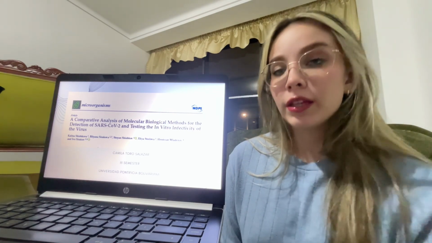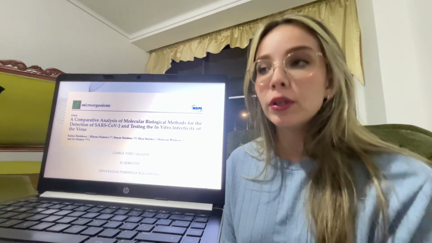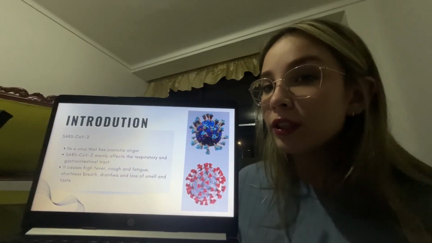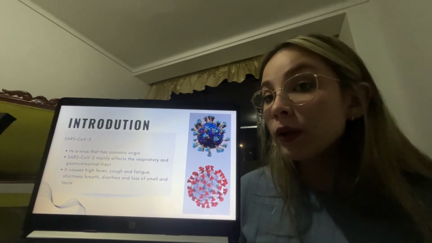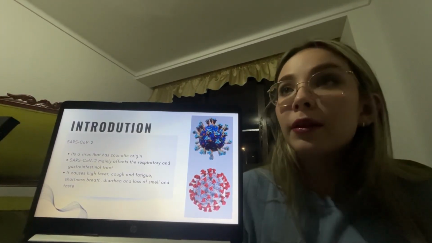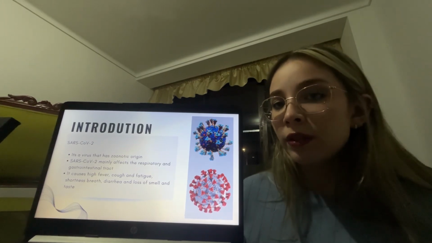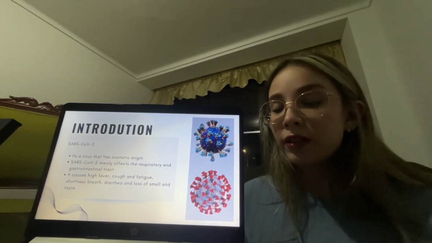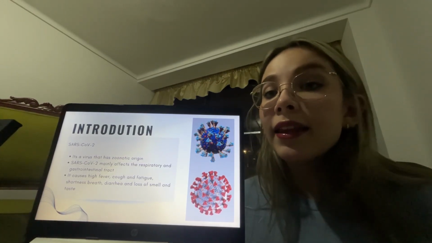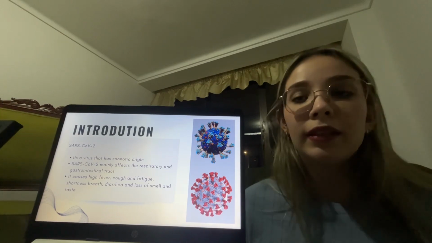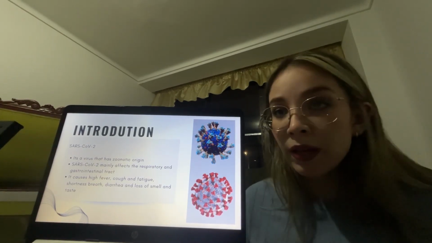Biological Methods for the Detection of SARS-CoV-2 and Testing the In Vitro Infectivity of the Virus. We're going to talk about SARS-CoV-2, or mainly known as coronavirus. We have to know that the virus is from a zoonotic origin, that it mainly affects the respiratory and gastrointestinal tracts, and that it can cause fever, cough, fatigue, shortness of breath, diarrhea, loss of smell and taste.